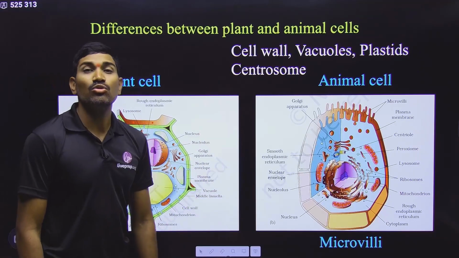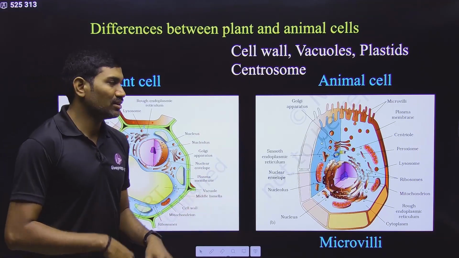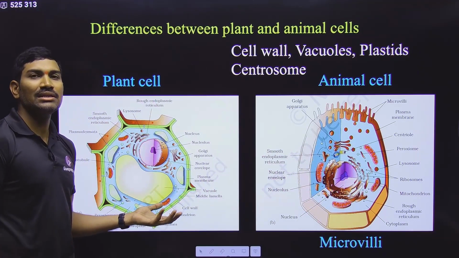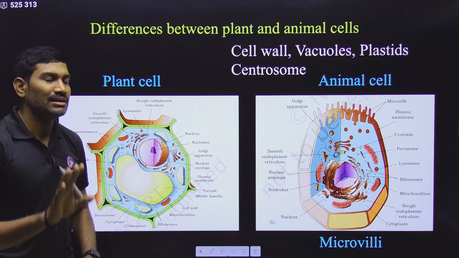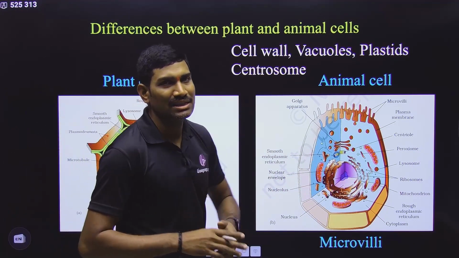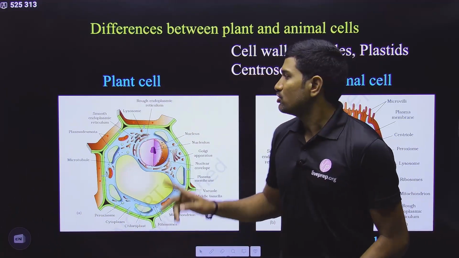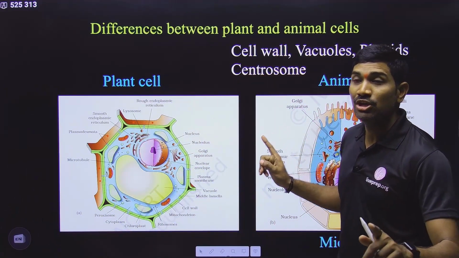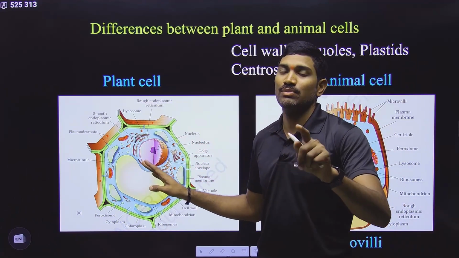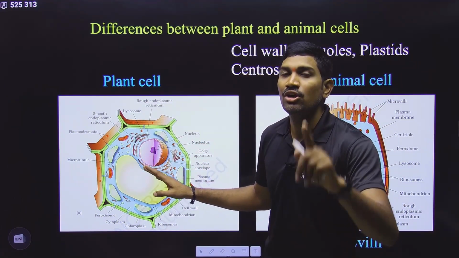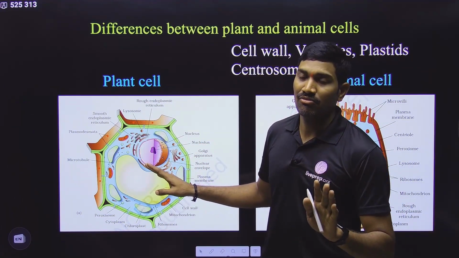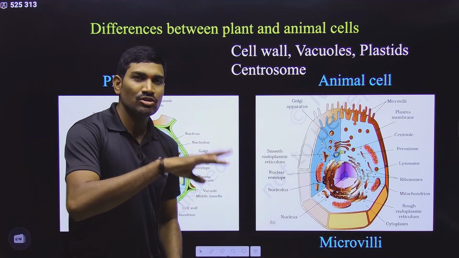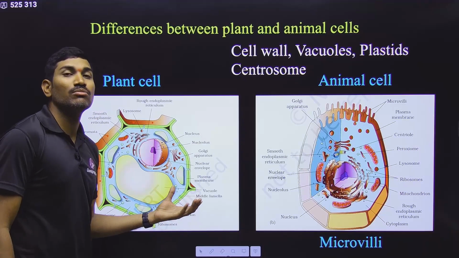But regarding the centrosome, in the general comparison we say centrosome is present in animal cells, but it is not present in plant cells. Clear? But if you observe the NCERT sentence carefully, they said that centrosome is present in animal cells, but it is absent in almost all plant cells. Why are they saying almost all plant cells? Why are they not saying all plant cells? This is another important point.